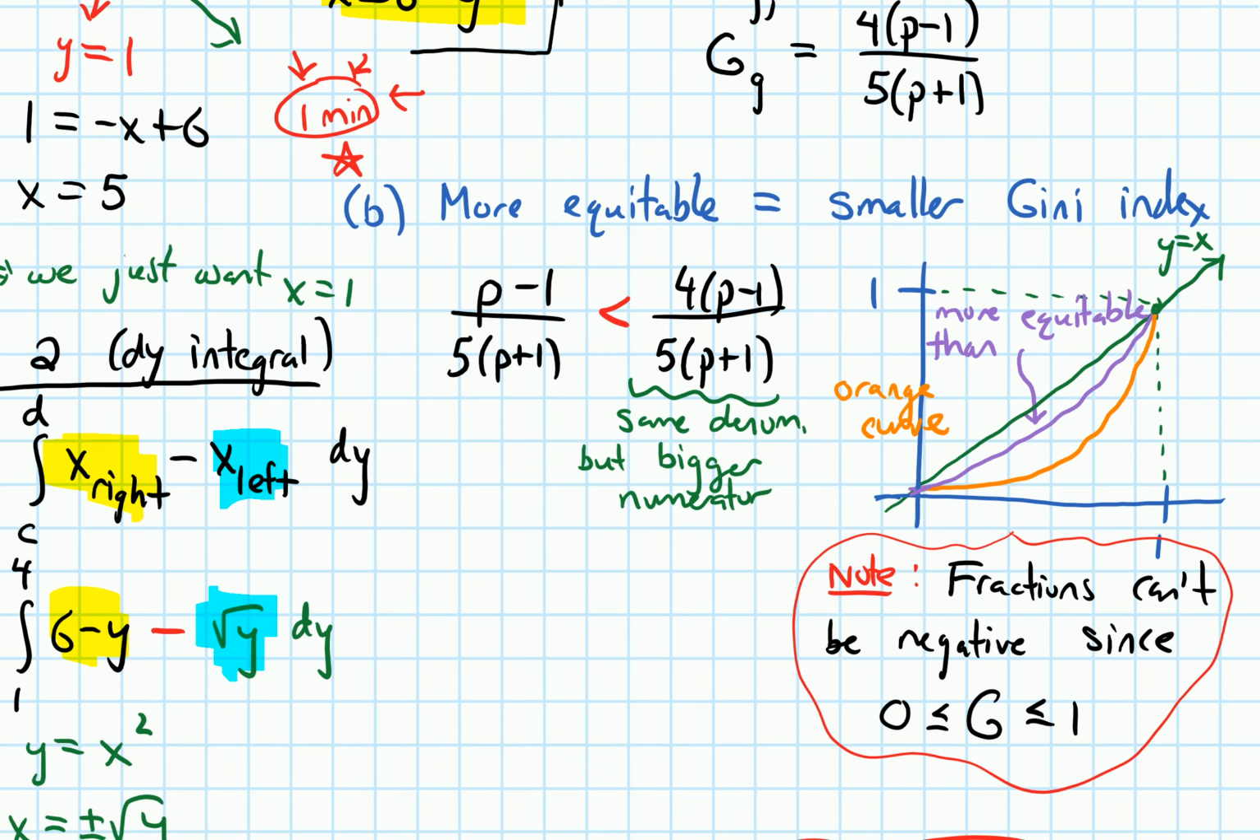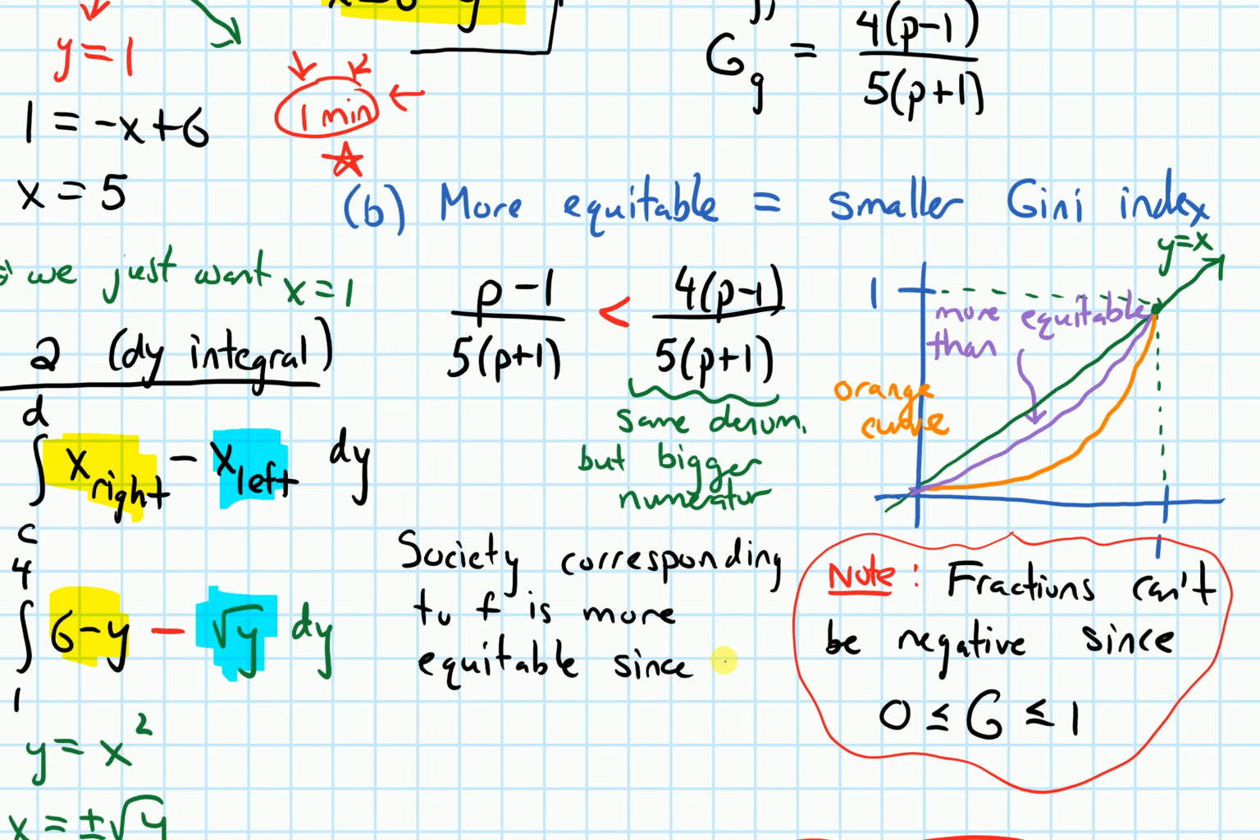Okay, so we can say our answer now. The society corresponding to the index on the left, so that was F. So the society corresponding to F is more equitable since it has a smaller Gini index. And that is my answer.